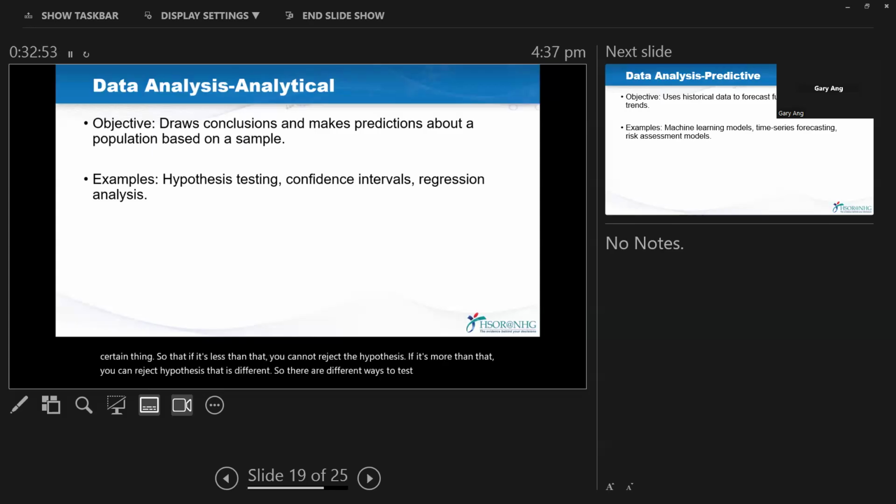It's not so straightforward. There's even this thing called non-inferiority trials, whether there is a difference. So there are different ways you can test a hypothesis. You can test whether it's a proportion or mean and so on. For the confidence interval, we usually use a 95% confidence interval and see whether they cross. Regression analysis is a basic one. There's a simple regression.